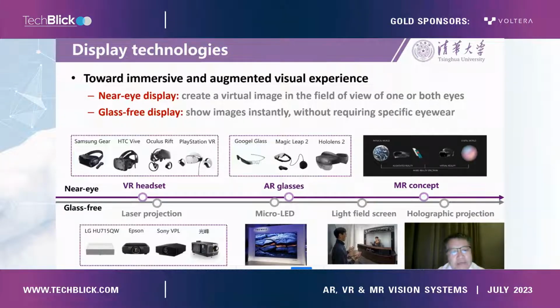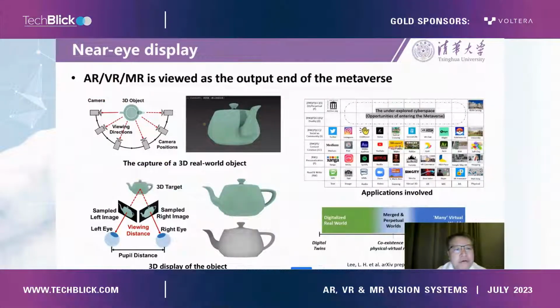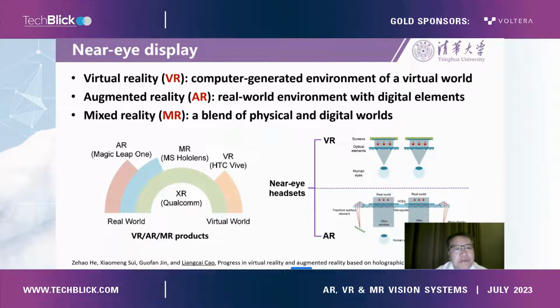And for the near eye display, we have different VR, AR, and MR concepts. Near eye display is viewed as the output end of the metaverse. So now there are many companies doing near eye display products. Even though it's growing slowly now, it is in a second phase for the product. So we are considering the capture of the 3D real world object and trying to display the object. And for the near eye display, we have different types.